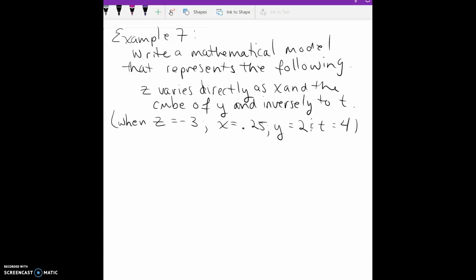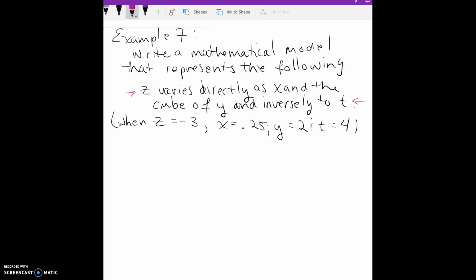Let's take a look at an example of combined variation. So this is example number 7. And it says the following: write a mathematical model that represents the following. So we're going to start over here. Z varies directly as x and the cube of y and inversely to t.